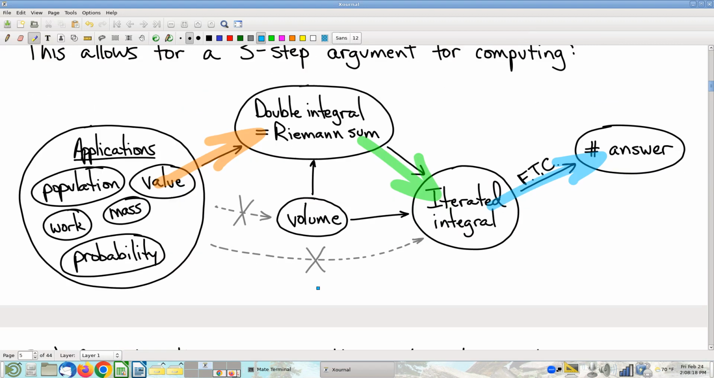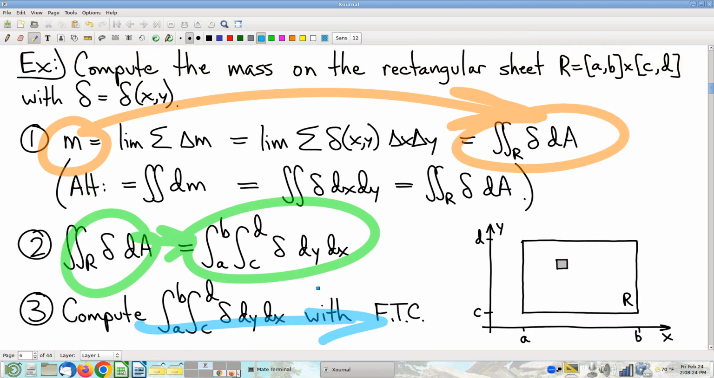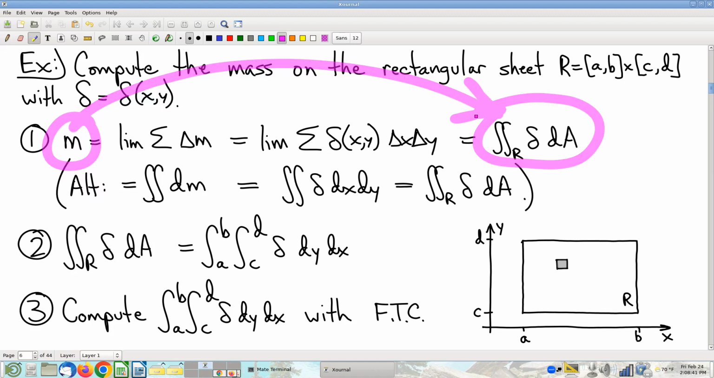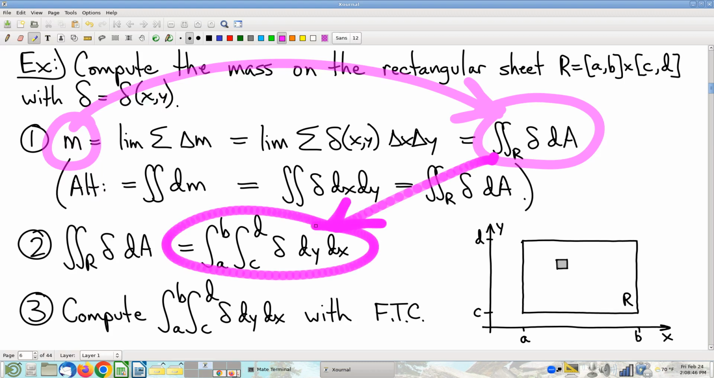Okay, so these 3 strategic steps look like this, fully expanded. But now let me show you in practice. Actually, in practice, what are you actually going to write down on an exam? You're going to say mass is a double integral of density, which is this iterated integral, and then you're going to compute with the fundamental theorem. So it's very streamlined. It's not like I'm asking you to write out, again, a bunch of stuff like I did here.